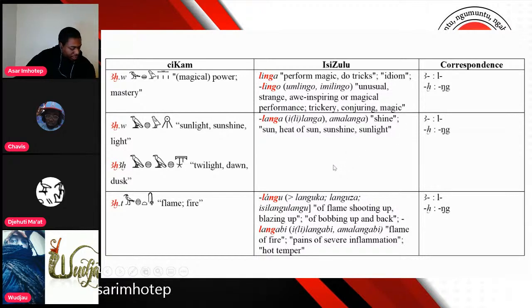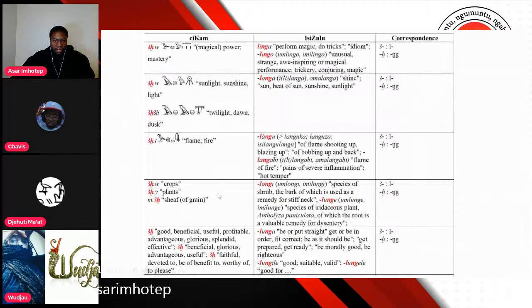So anybody else? Got any issue? Again, you won't be able to see too much, but this one has to do with Ak and crops and plants, and this one Ak being good, beneficial, glorious, faithful, devoted to, etc. Lunga, and so on.